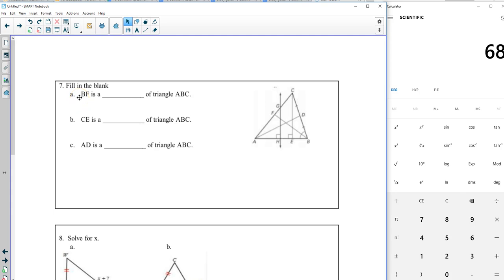Okay, fill in the blank. BF is from this point to that point. What kind of item is that? Well, you look at these two angle arcs here that are equal to each other. So therefore, that segment BF is an angle bisector.